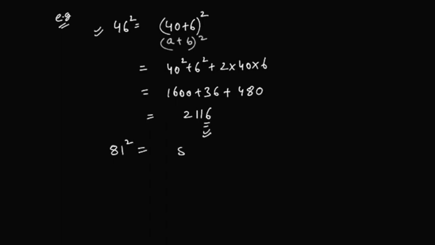An easier way to split 81 is 80 plus 1 only. So now using the formula for (A plus B) whole square, we get A square first. So 80 square gives you 6400. B square, 1 square is 1, and 2AB, so 2 into 80 into 1, gives you 160. Now adding this, we get the final result as 6561. So 81 square is 6561.